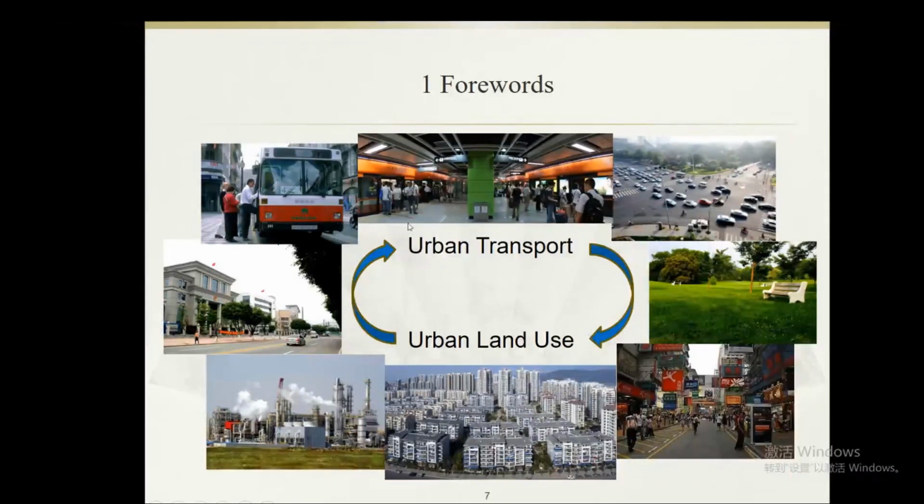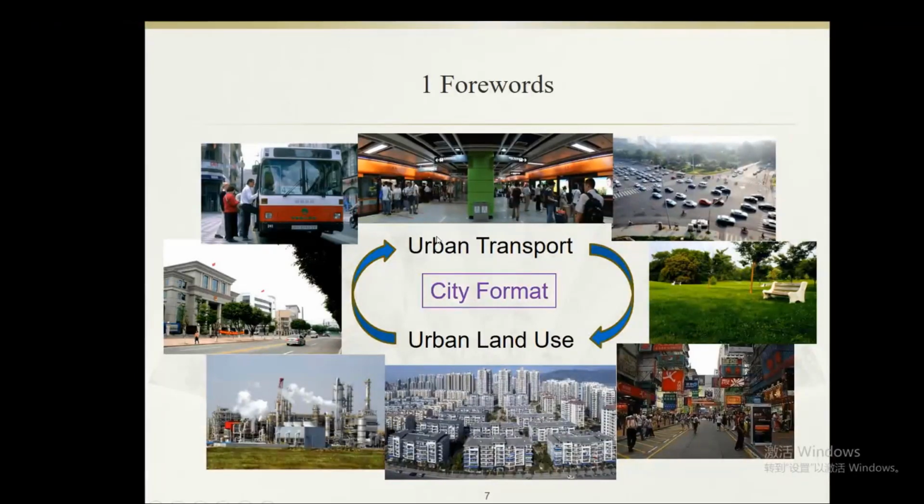Within these interactions, we have our city form. Why are cities in Pakistan like that? Why are cities in China like this? Why are cities in European countries like that? This is the reason. Can you understand?